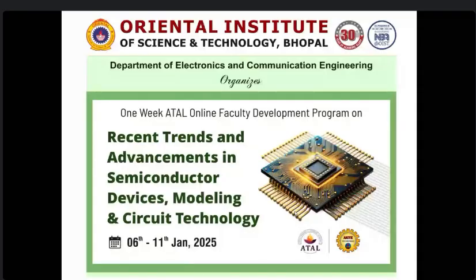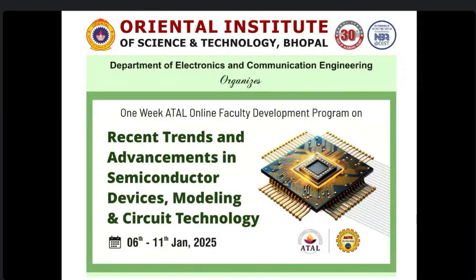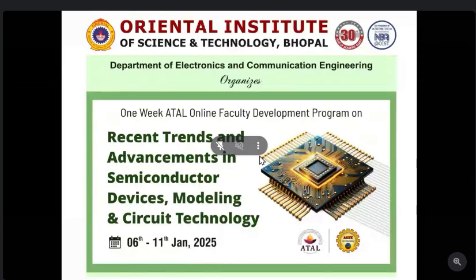Circuit technologies, this program aims to enhance knowledge and foster developments and innovations in semiconductor technologies and their applications.